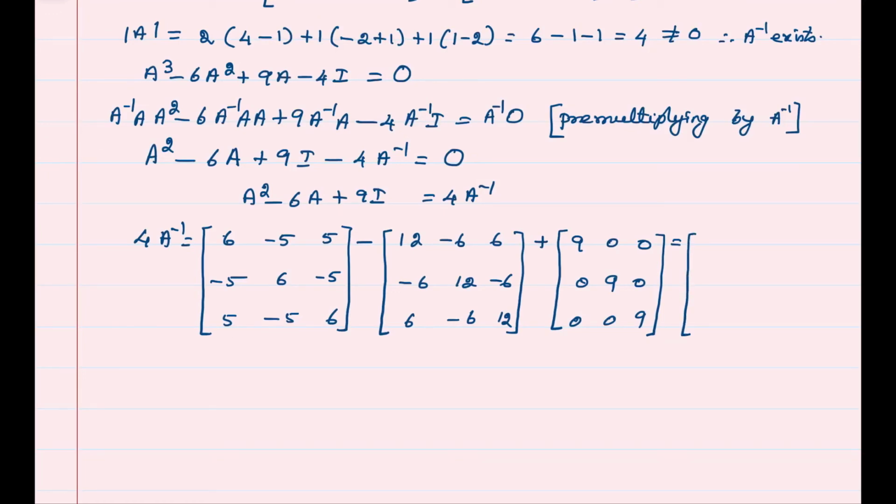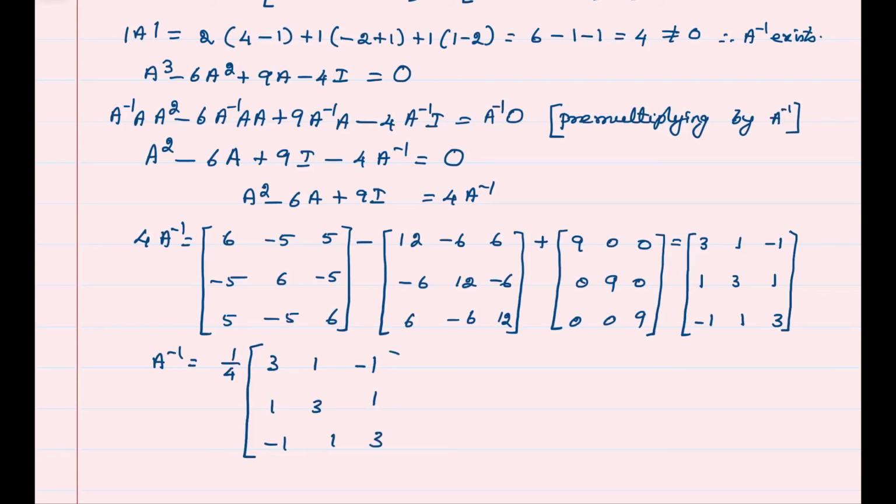6 minus 12 plus 9, 3. Minus 5 plus 6 plus 0, 1. 5 minus 6 plus 0, minus 1. Minus 5 plus 6 is 1. 6 minus 12 plus 9 is 3. Minus 5 plus 6, 1. 5 minus 6, minus 1. Minus 5 plus 6 plus 1. 6 minus 12 plus 9 is 3. Therefore, A inverse is 1 by 4 times 3, 1 minus 1, 1, 3, 1, minus 1, 1, 3.